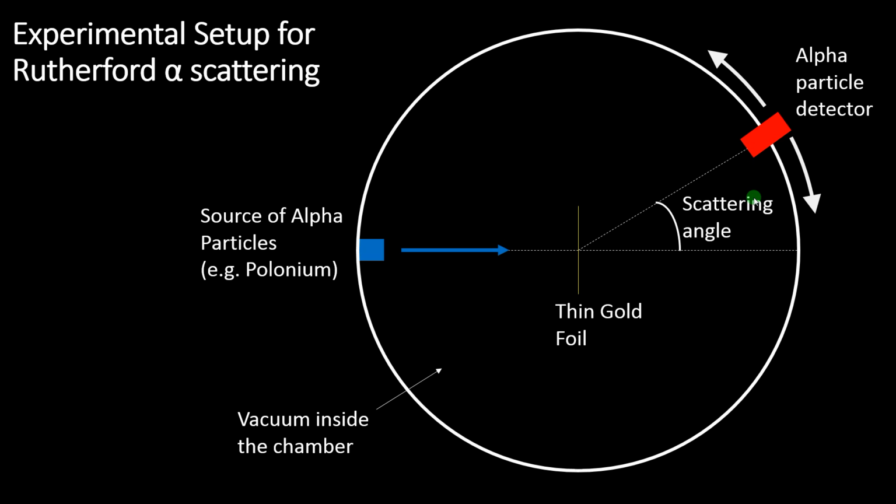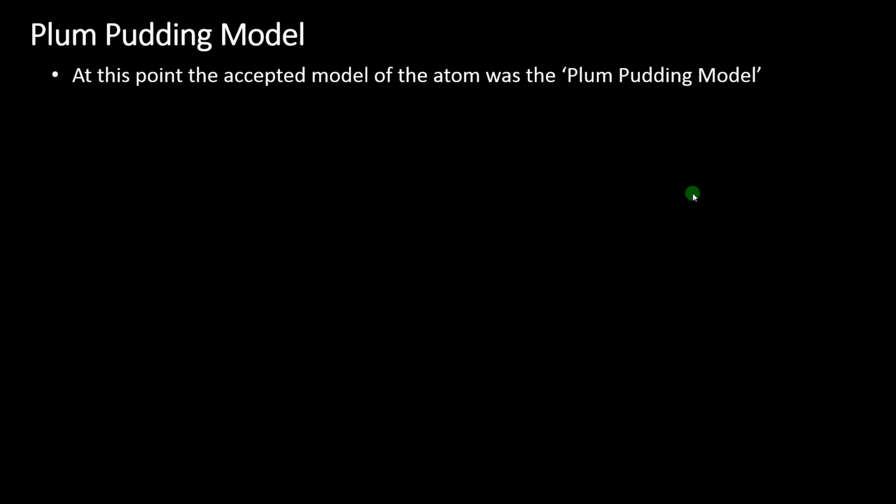Okay, and he was interested in what this thing called the scattering angle would be, how much of an angle of deflection these alpha particles would experience when they went through the gold foil. So the model he was using at the time to base his ideas for this experiment on was this thing called the plum pudding model.